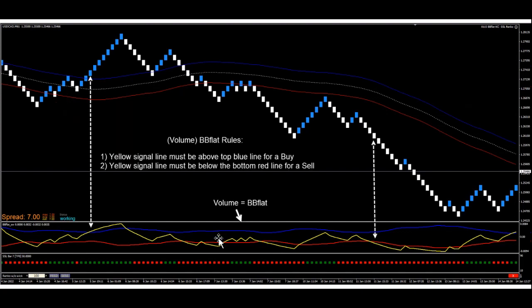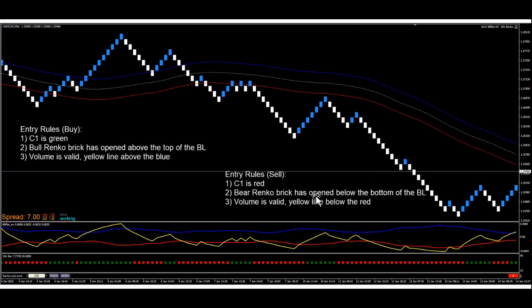So here are our BB flat rules. This is a volume indicator, so we want to make sure that there is enough volume before we enter a trade. What you'll see is three lines. You have your top blue line, your bottom red line, and then you have this yellow signal line. You want that yellow signal line to be above the top line for a buy, and you want it to be below the red line for a sell. If it's somewhere in the middle, no go. Again, it means that we don't have the volume to support the trade.